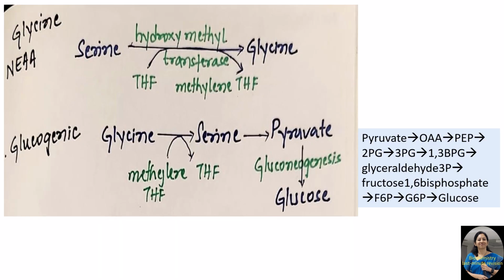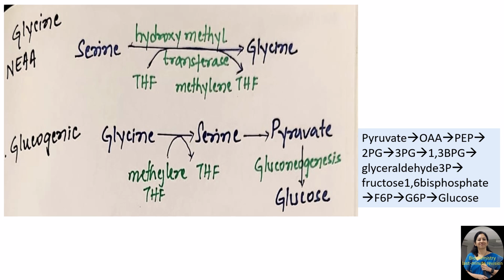Now glycine is a non-essential amino acid. It is synthesized from serine. Serine loses its methylene group to tetrahydrofolate, which gets converted to methylene tetrahydrofolate, and serine gets converted to glycine, and the enzyme is serine hydroxymethyl transferase. Now glycine is a glucogenic amino acid. Glycine accepts the methylene group from tetrahydrofolic acid and gets converted to serine.